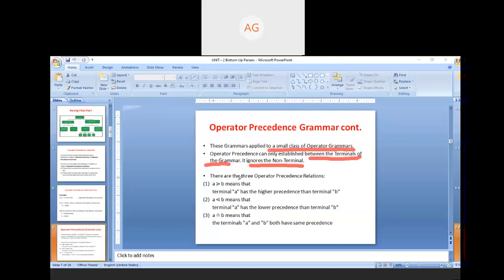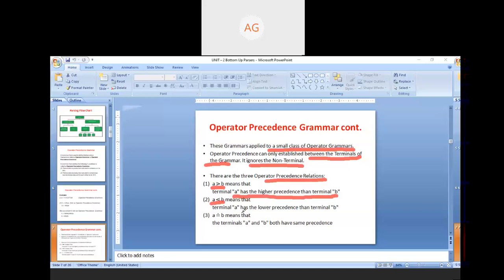So the three important operator precedence relations are of this type. Basically, if we want to find a relationship between two terminals A and B, there can be three types of relationship. Either A is greater than B, or A is lesser than B, or A is equal to B. According to the first condition, if A is greater than B, it means that A has higher precedence than the terminal B.